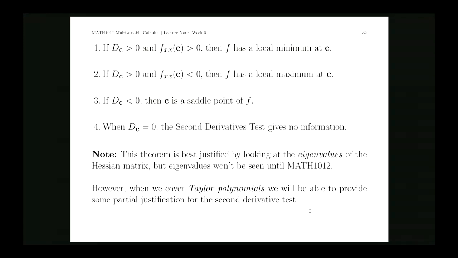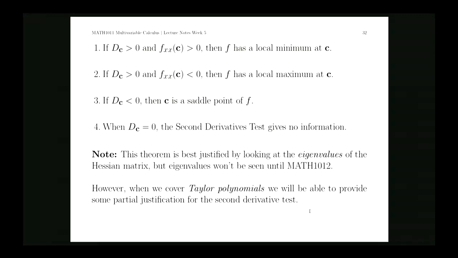If the determinant's positive and the top left entry of the Hessian matrix, which is the second order partial derivative with respect to x, is negative, then we have a local maximum. Right? So for the first two, there are two things to check the sign of.